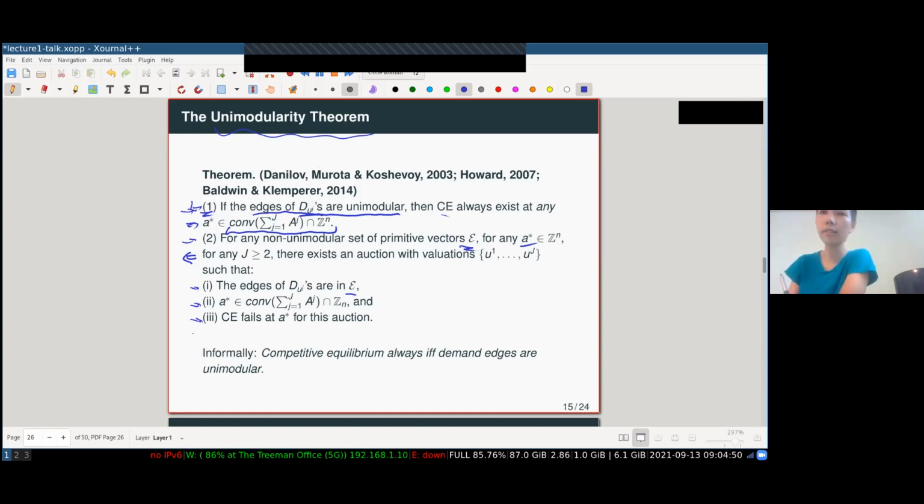And so, informally, if you think of auctions as a class of functions, then you can say, okay, for the entire class of all possible auctions that come from that family of valuations, competitive equilibrium always exists if and only if the demand set's edges are unimodular.